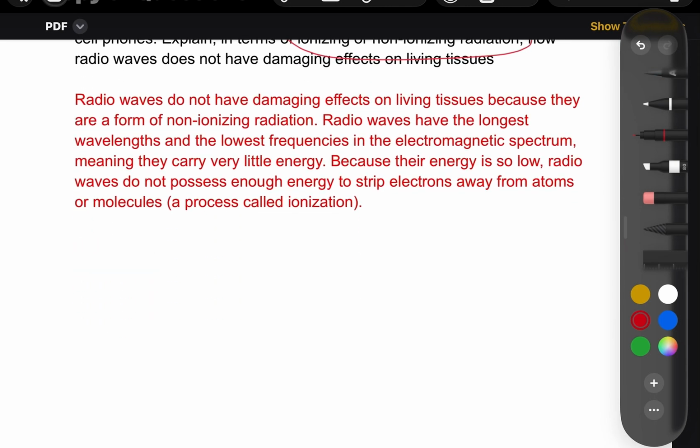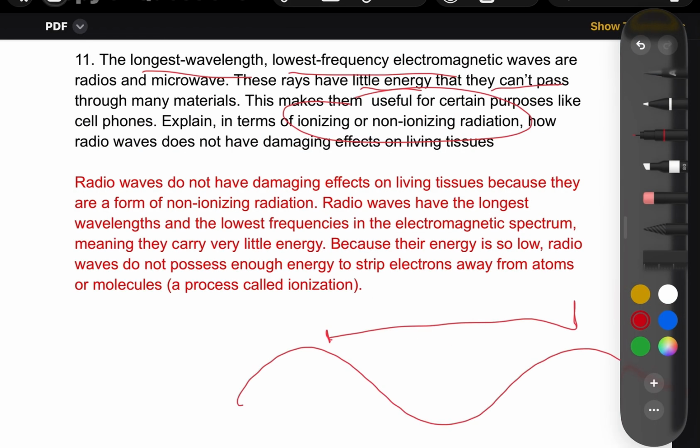So if it's going to look kind of like this, right? The wavelength is going to be quite long, but it's also not going to be moving as frequently. Because of this, because it has a low frequency, it's going to have a lower energy, making it non-ionizing. And what it means to be non-ionizing is that radio waves don't have enough energy to cause an atom to lose an electron.